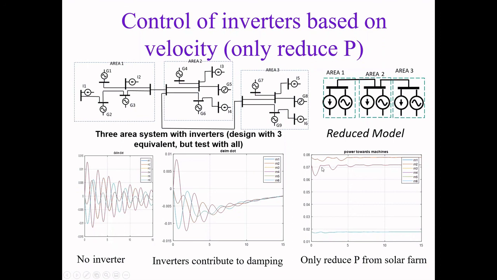If we take our solar farms and say, well, we can't increase the solar power, but we can reduce it temporarily, this can represent the change of power from the different solar farms. And you can see that there's a much stronger contribution to the damping by modulating these inverters.